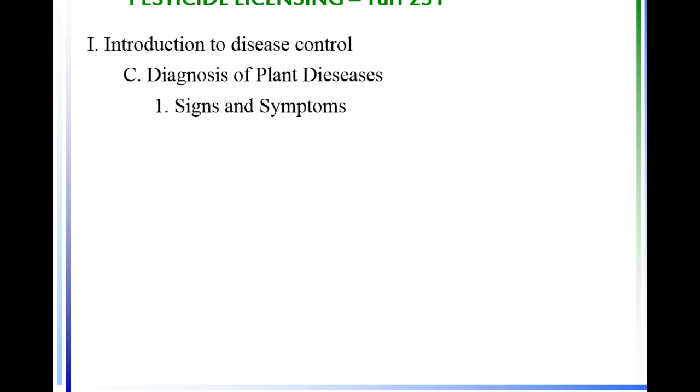Okay, so the first thing we want to do is look at diagnosis of diseases. And again, in the other lecture, I'm going to go back through and talk about how plants get infected and the different modes of dissemination of the spores of fungi, and how bacteria and viruses move. So we'll do a little bit more of that in the second lecture. But for today, I'm just going to look at the symptoms and signs. And this is discussed on page 28.